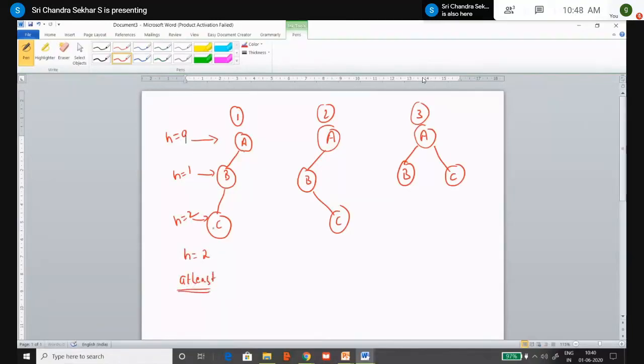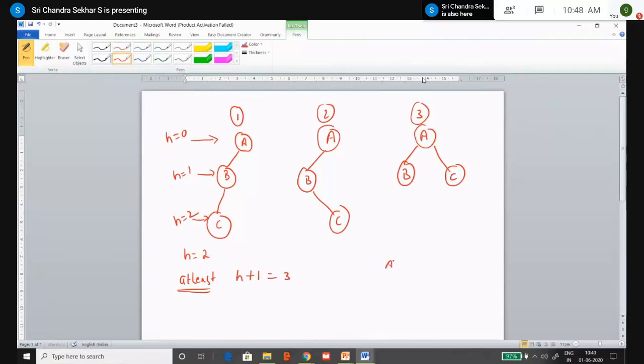So at least, how many nodes do we have if height is equal to 2? These are the minimum number of nodes we can draw, right? So if h is equal to 2, we have 3 different nodes, that is nothing but h plus 1, right, which is equal to 3, right?